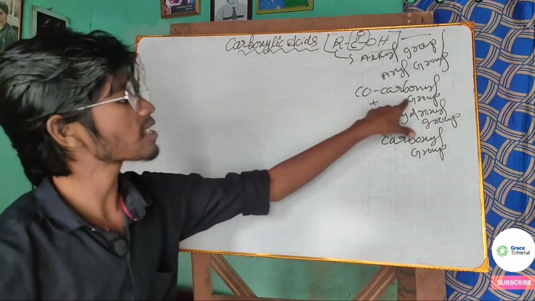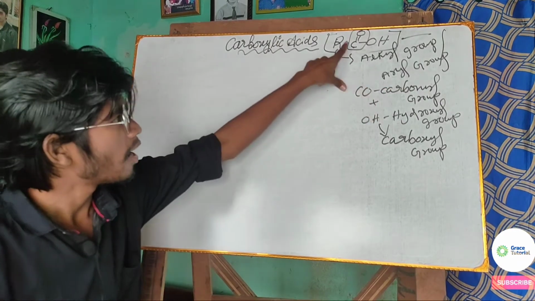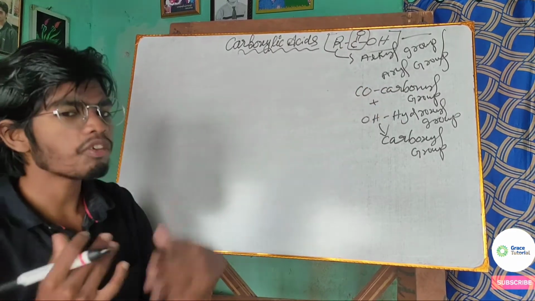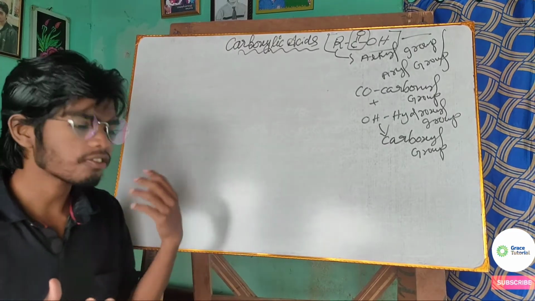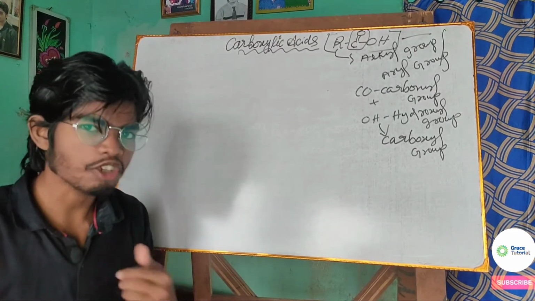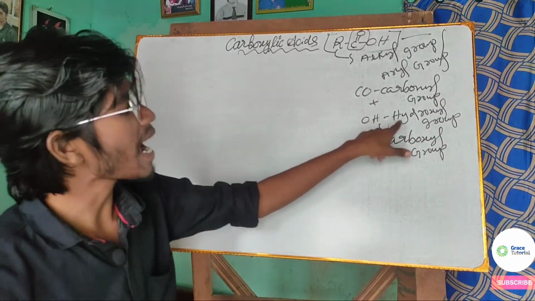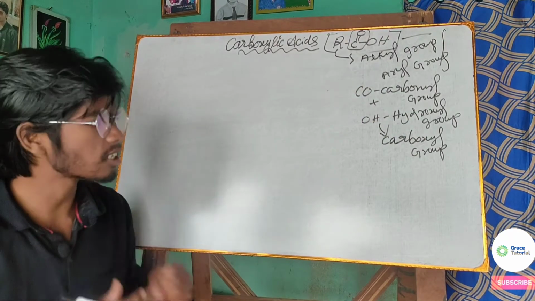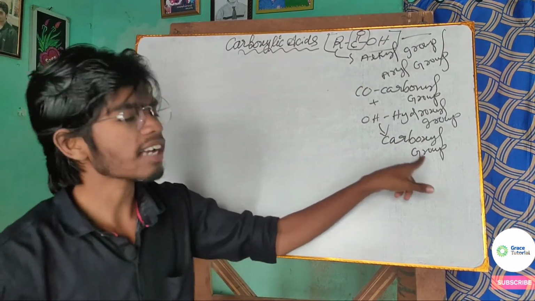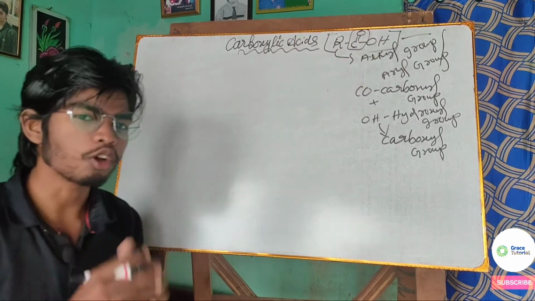Individually, CO means carbonyl group. Here R means alkyl group or aryl group. You understood, I think. CO is the carbonyl group, which we had already discussed in the first lecture on the aldehydes as well as the ketones. OH means hydroxyl group. And when this hydroxyl group and carbonyl group are combined, then the group which is obtained is called the carboxyl group. That means this is all about the carboxyl group.